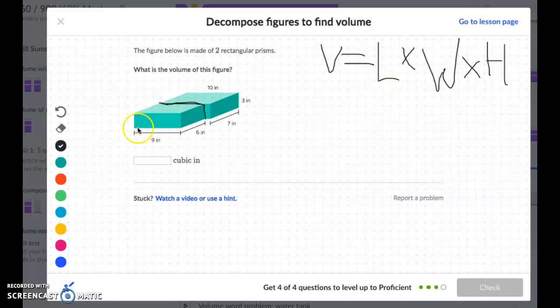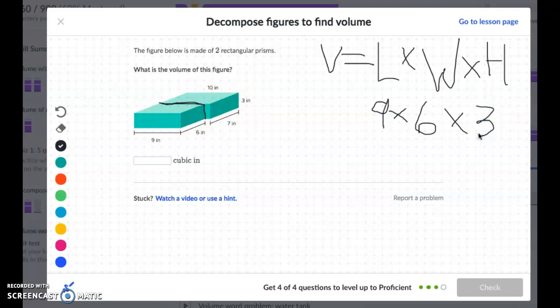The length of this first one is 9. And notice I'm not even worried about the back one yet. I'm just going step by step here. The width, so how far back does it go, is 6. And then my height. Well, my height is even throughout the whole figure, and it looks like the height is listed right here as 3.